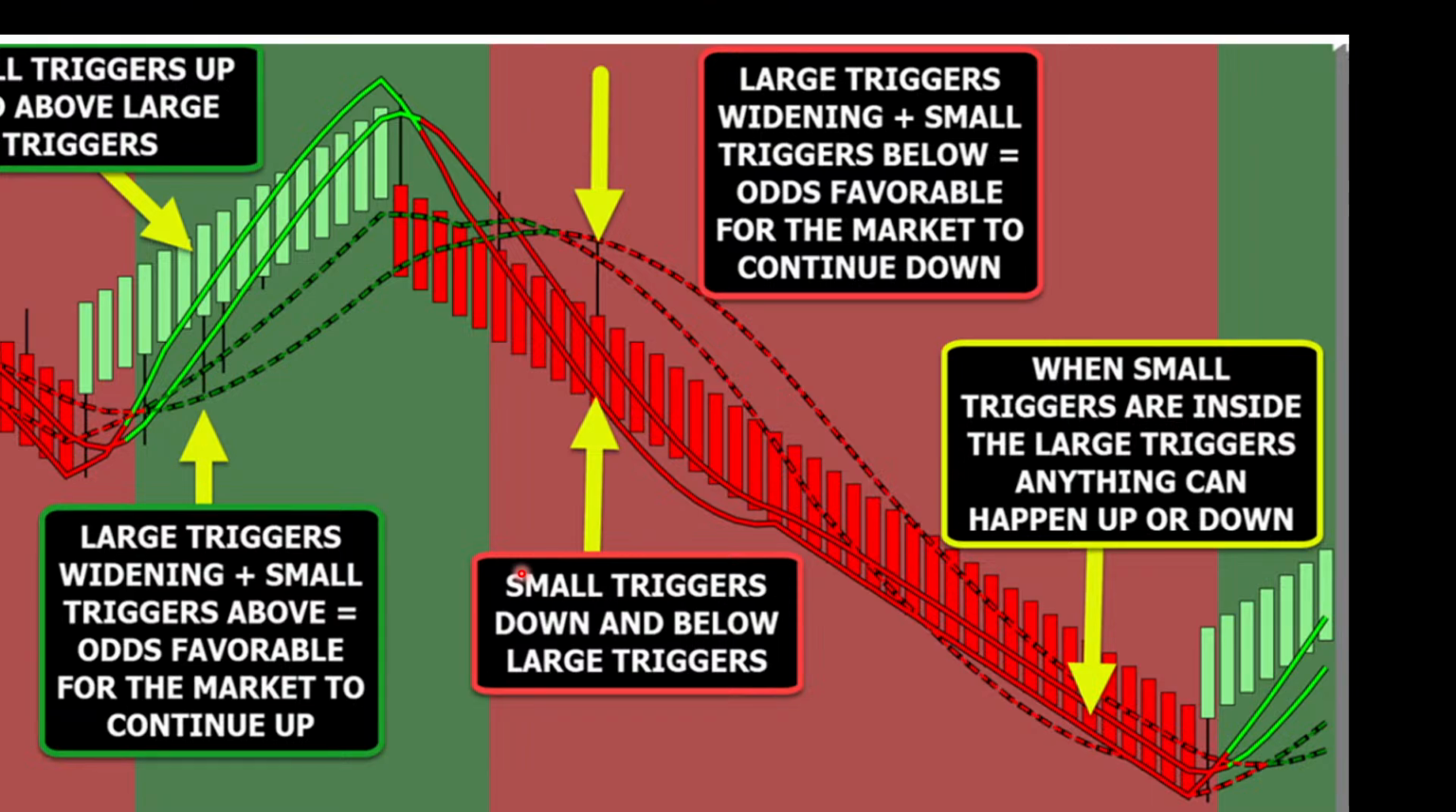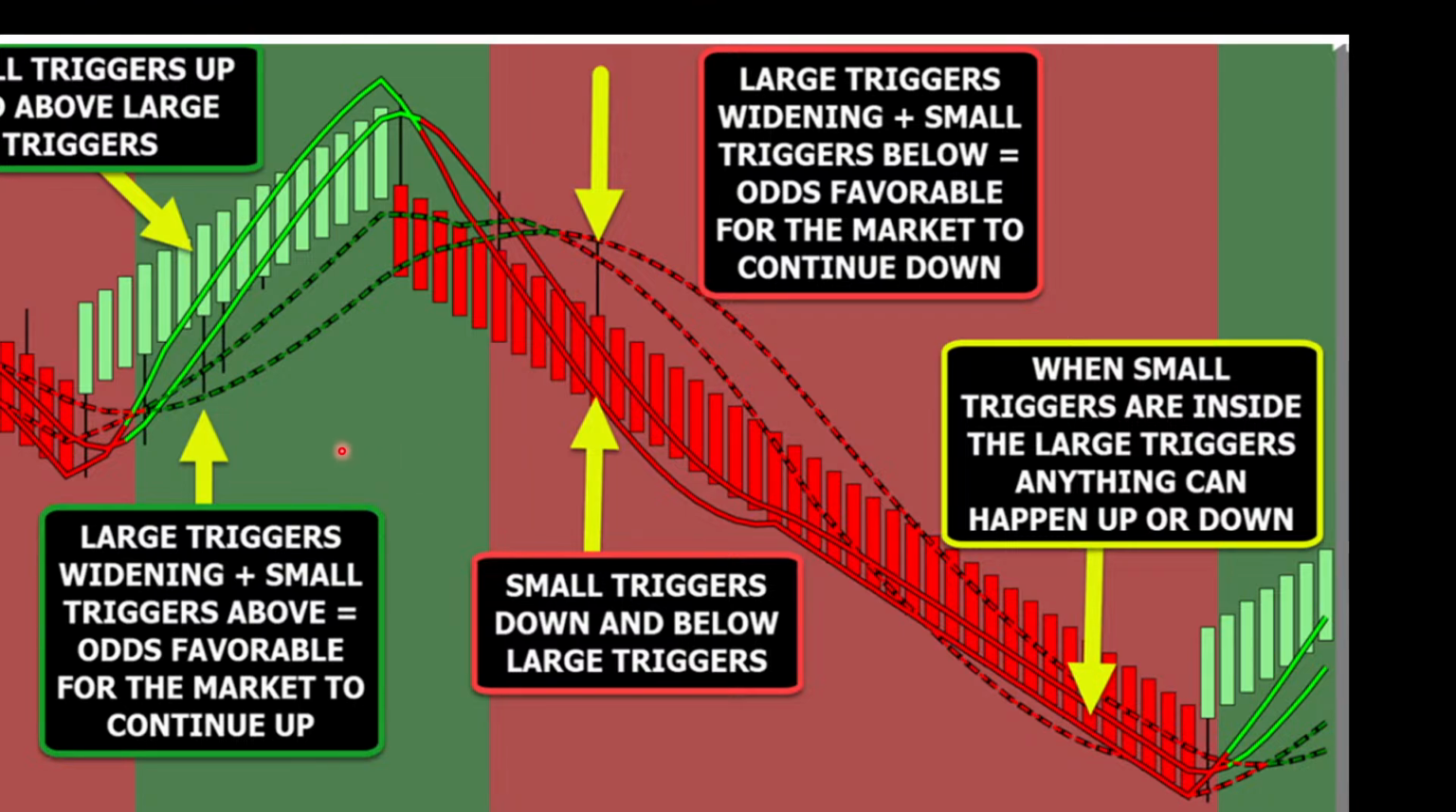In an uptrend, when the background is green, both the large and the small triggers must also be green. If your trigger lines don't match each other in color, like this, or your trigger lines don't match the background, rule number 1 is not met, and it's okay to sit on your hands and wait for that advantage of momentum.